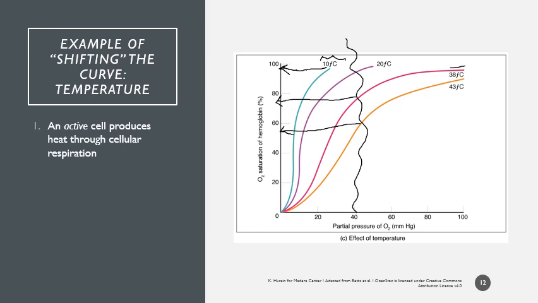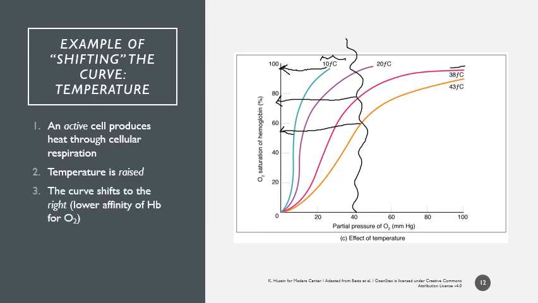So an active cell produces heat through cellular respiration. The temperature of your body, your core temperature, is raised. That curve shifts to the right, meaning there's a lower affinity of hemoglobin for oxygen. It's not hanging onto it as readily.